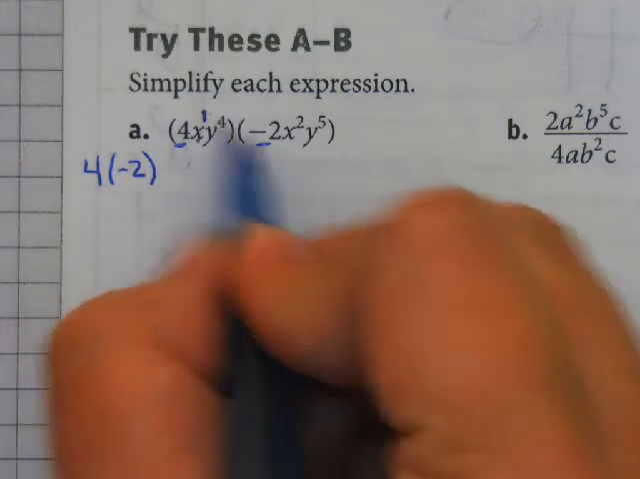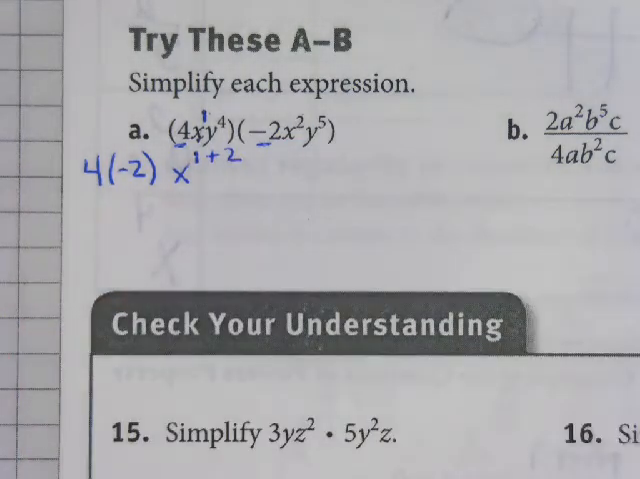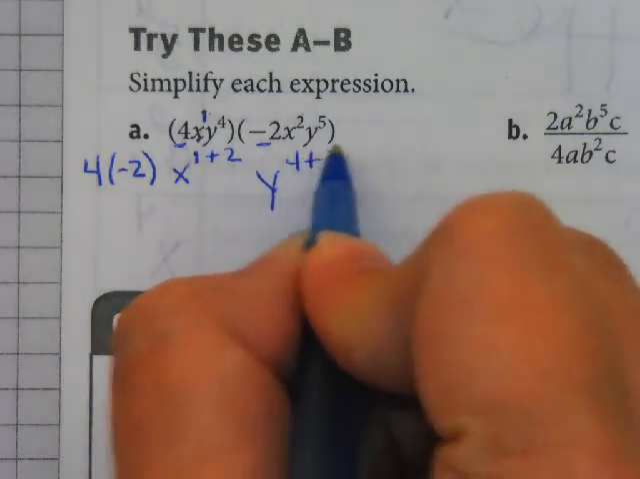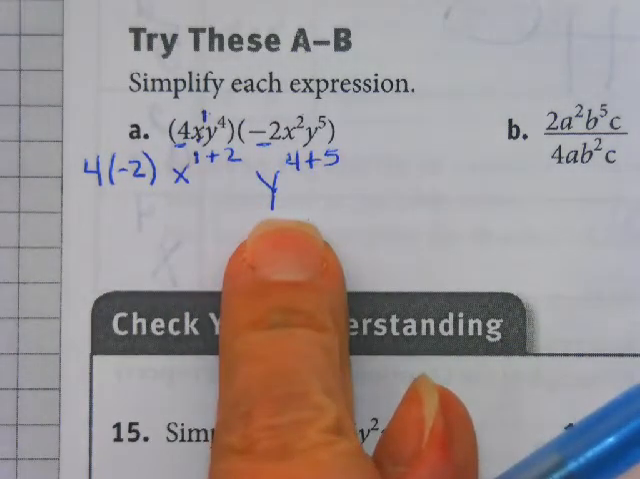So I have like bases being multiplied, so I'm going to say x to the 1 plus 2, because when we multiply, we have to add the exponents. And y to the 4 plus 5. Does everyone understand how we set it up like this and why? Are we okay with that?